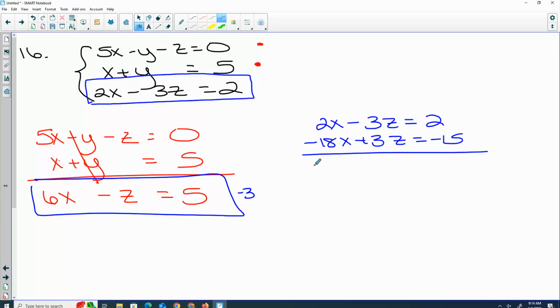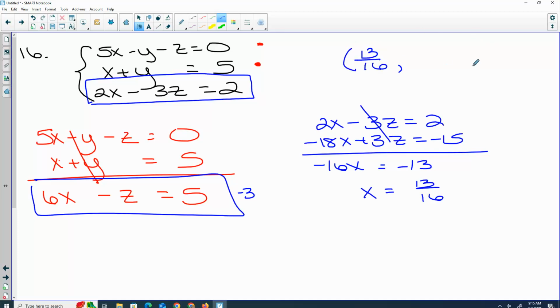If we add those together, we get -16x equals -13. Divide, and x is 13/16. That's probably when you thought you did something wrong because it was a weird answer, but it's not wrong. That is correct. So remember our answers, we do x, y, z.